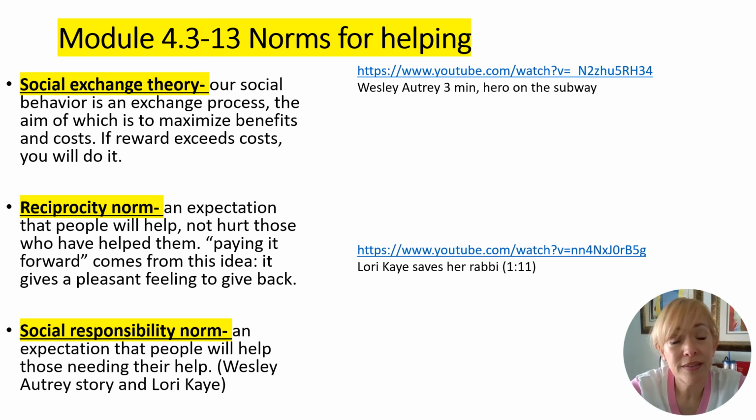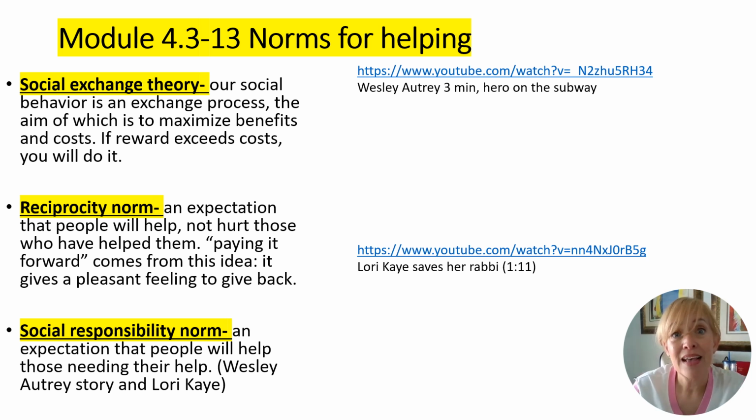So these are reasons why people help. The social exchange theory basically says that it's like an aim to maximize benefits. You'll help somebody so long as it doesn't cost you too much. And what I mean by that is, if you feel like you're going to get hurt yourself, you're probably not going to help. If you feel like you can get in trouble by helping, you're probably not going to help. So that's social exchange theory.